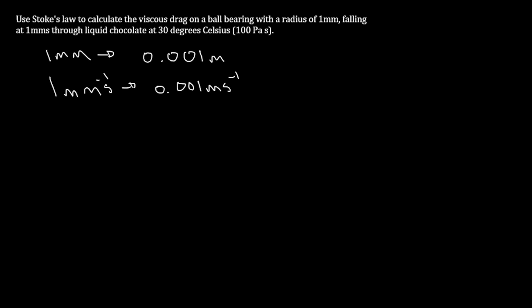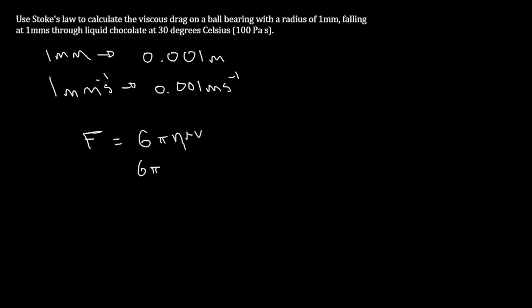Next up, it's best to write down the actual equation we'll be using. So in this case, it's F, which is our viscous drag, equals 6 pi eta r v. So, let's start substituting in values. Firstly, we can leave 6 pi the same. That's always going to be the same.